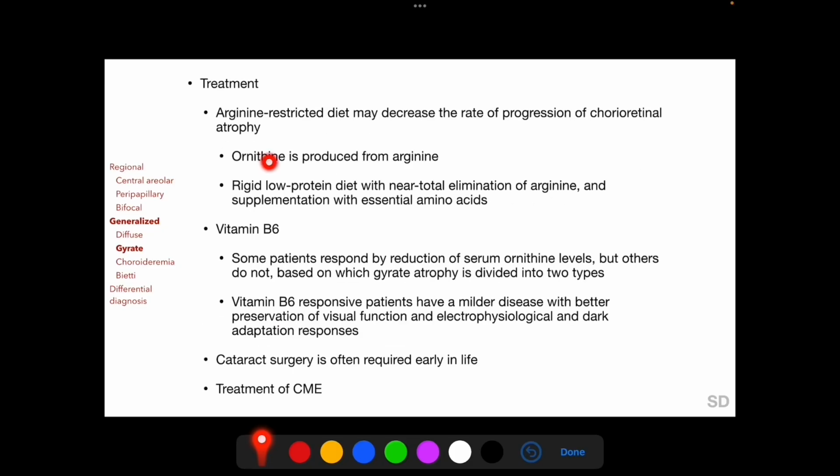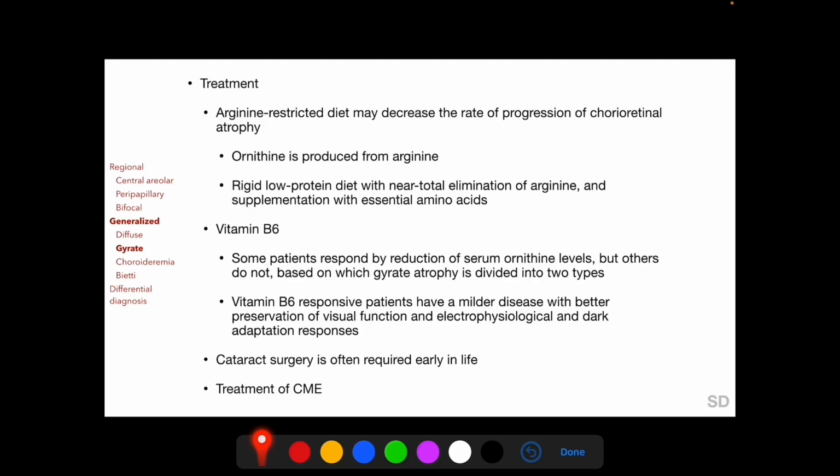As ornithine is synthesized in the body from arginine, an arginine-restricted diet is recommended for patients with gyrate atrophy of the choroid and retina, and it has been seen that an arginine-restricted diet decreases the rate of progression of chorioretinal atrophy in these patients. So a rigid low-protein diet with near total elimination of arginine, along with supplementation with essential amino acids, is recommended for these patients.